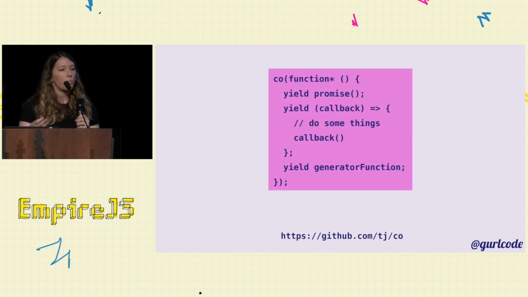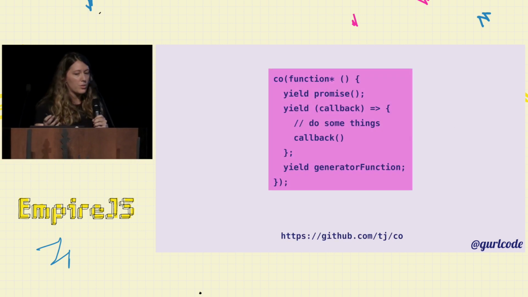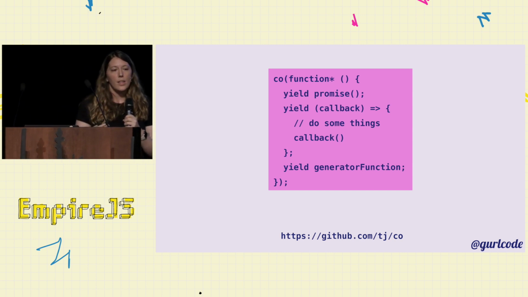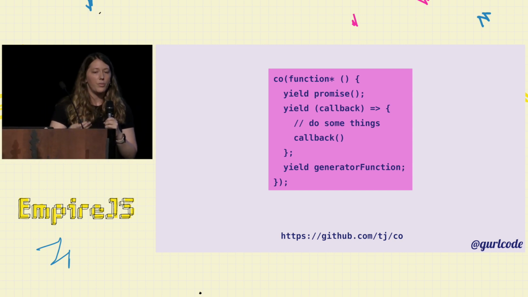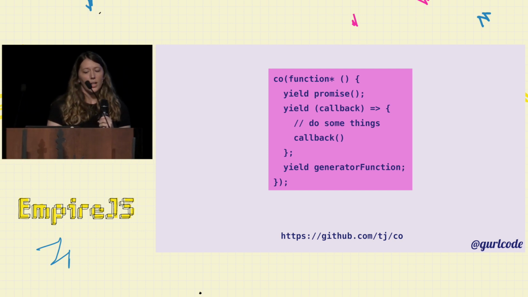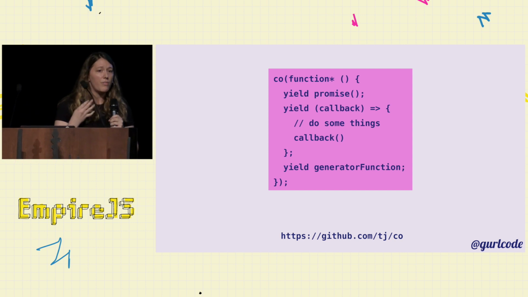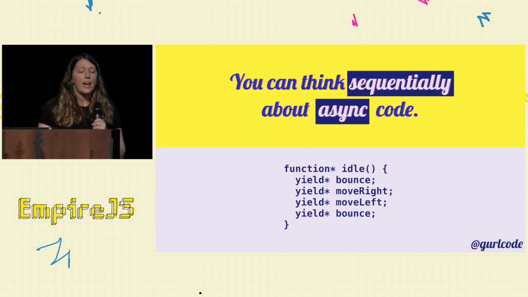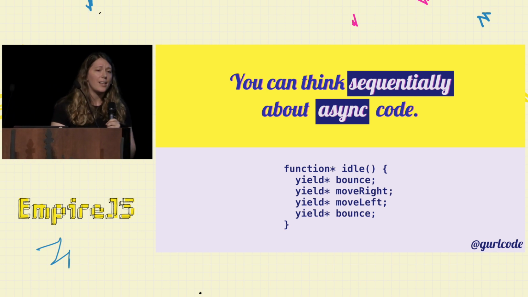So you can do more than yield promises. You can yield all sorts of async things like callback functions, generators themselves, and more. And there's a really great framework called Co if you want to play around with the possibilities of that. I highly recommend it. Coroutines are very, very powerful. And they're powerful because they allow you to think sequentially about async code.